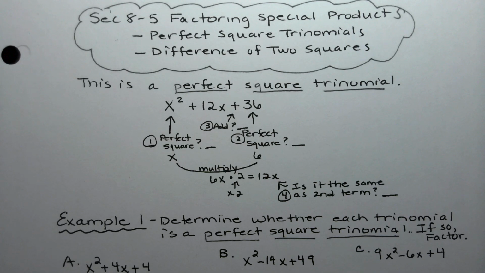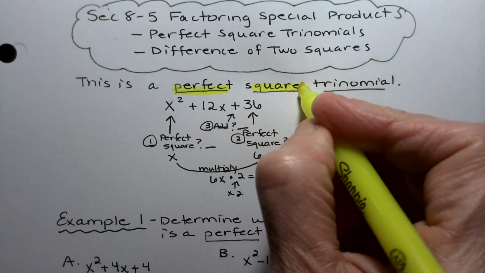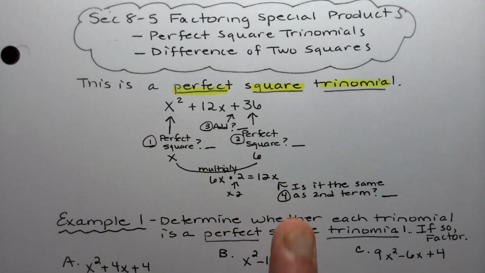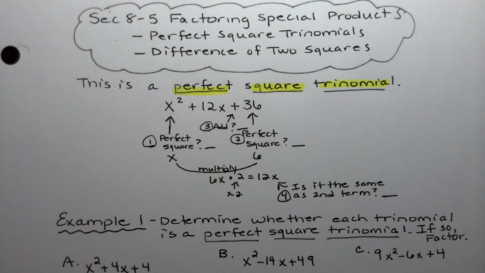All right, here we are doing section 8.5, factoring special products, specifically perfect square trinomials and the difference of two squares. So we're actually going to start with the perfect square trinomials. Let's highlight those words there. Perfect square trinomial. What we have to do first is check to see if we have a perfect square trinomial. I have set up a 4-step process, and it looks way worse than it is, but I have it written out so that it'll be clear.